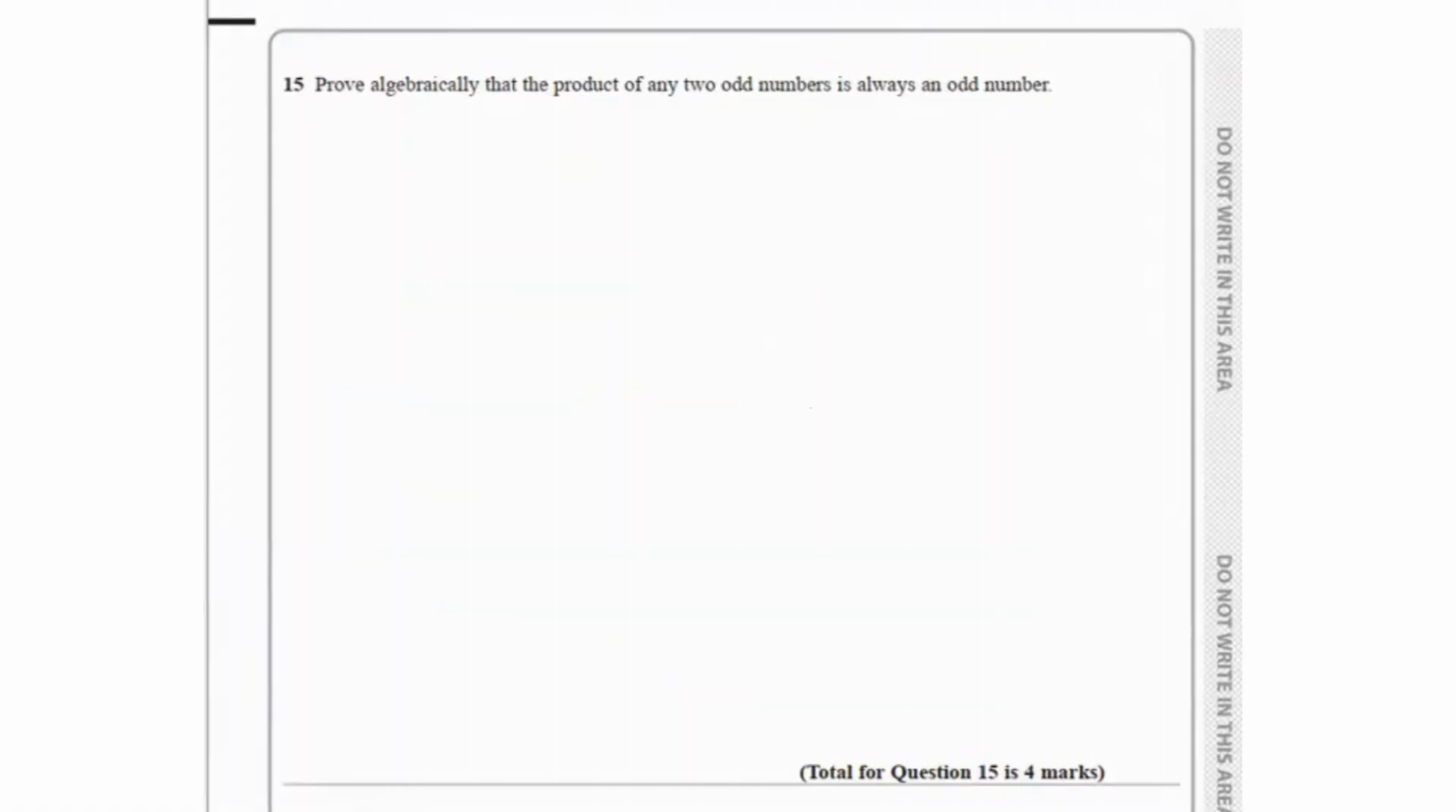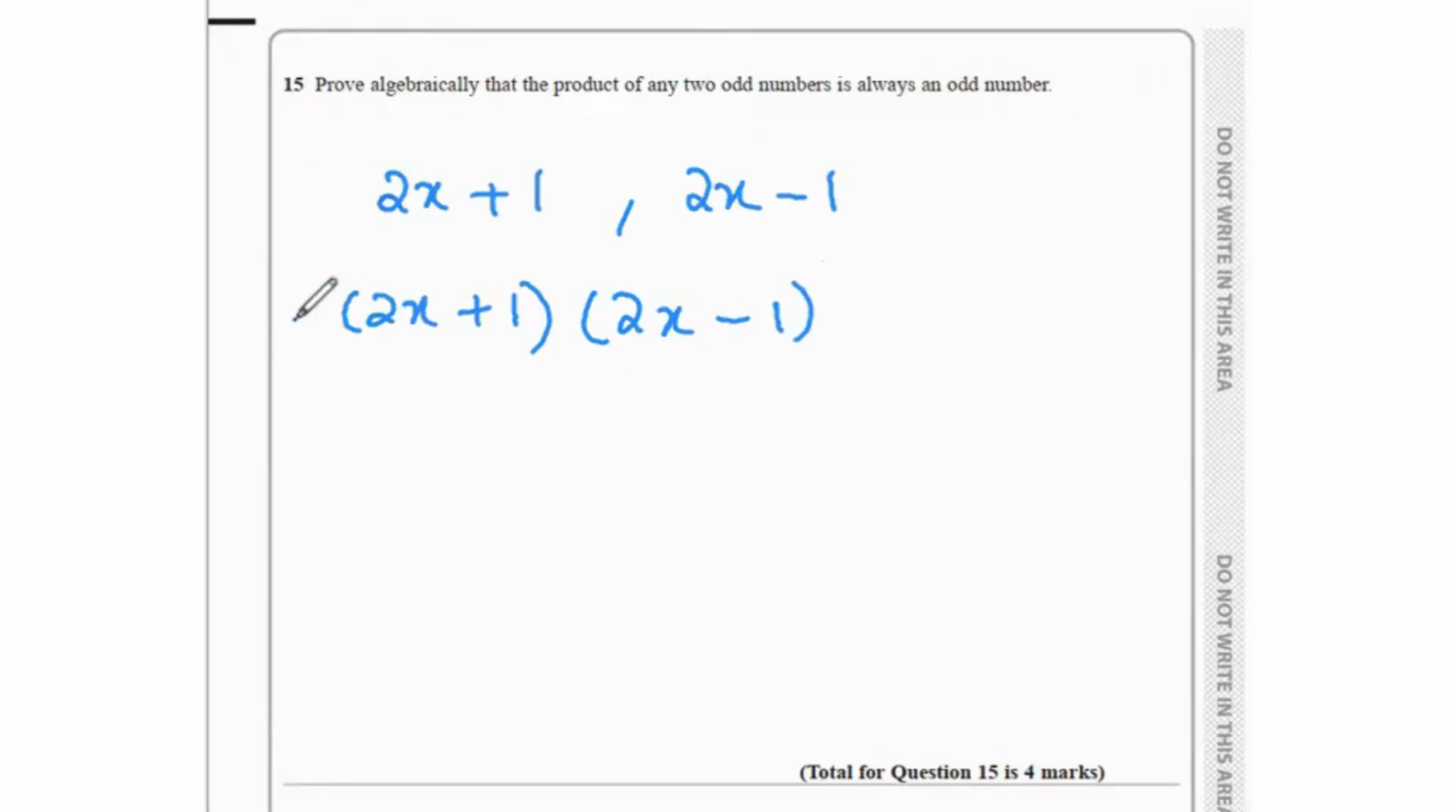Then it says prove algebraically that the product of any two odd numbers is always an odd number. So any two odd numbers. If I say 2x plus 1 and then we have 2x minus 1, these are any two odd numbers. If we multiply these two, that gives me 4x squared minus 2x plus 2x minus 1. That's 4x squared minus 1.